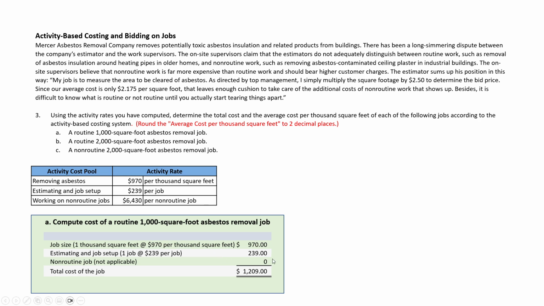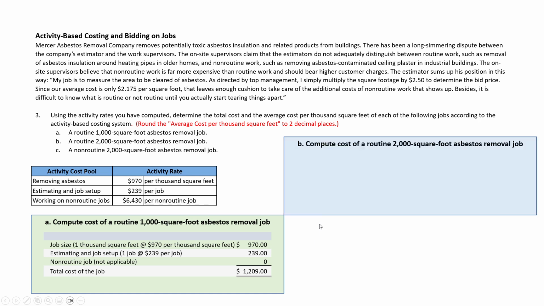That means the total cost of that 1,000 square foot job is $1,209. Because it is already a 1,000 square foot job, we just take the total cost divided by 1 because it's already 1,000 square foot, and the average cost per 1,000 square foot is 1,209. Sometimes that's tricky. Folks think they need to divide it by 1,000. It's already in 1,000 foot.